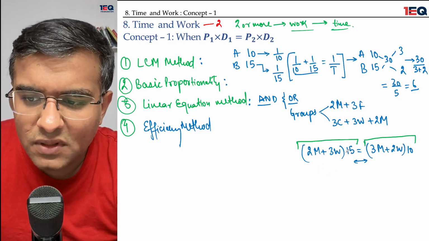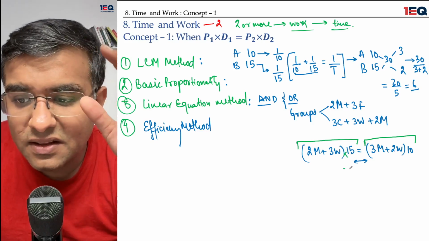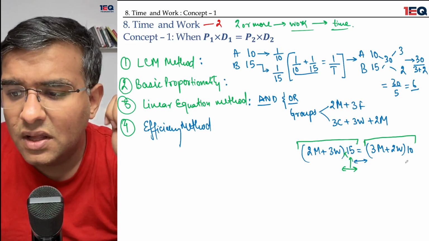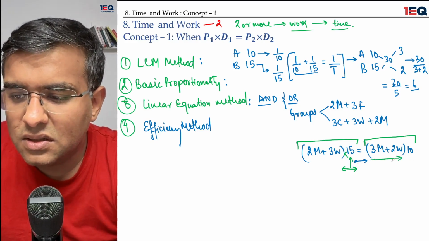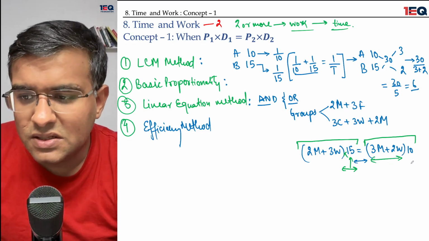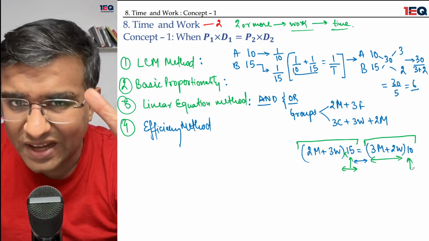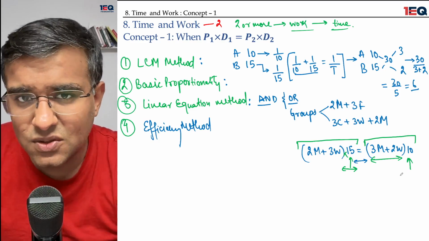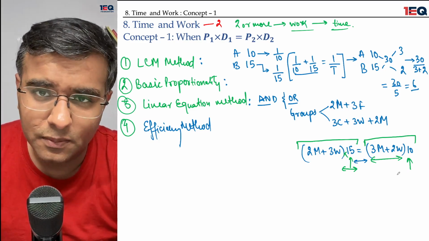Whatever time they take together is multiplied right there itself. As you can see, 15 is here itself, and whatever time is spent by 3 men and 2 women, which is 10, also stays in the same place. It doesn't switch sides, it stays on the same side of the equal to sign.